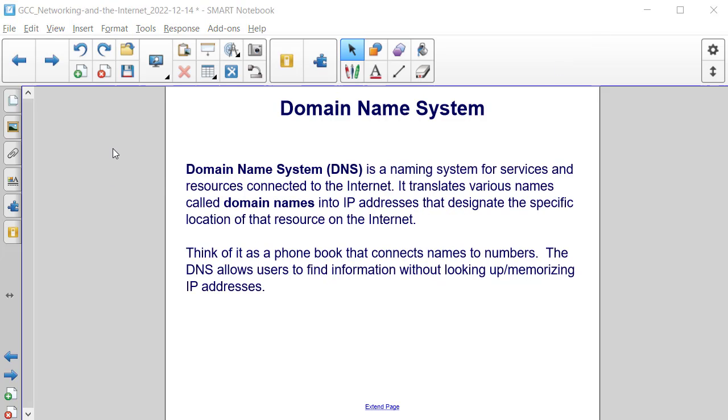The domain name system, or DNS for short, is a naming system for services and resources connected to the internet. It translates various names called domain names into IP addresses that designate the specific location of that resource on the internet. Think of it as a phone book that connects names to numbers. The domain name system allows users to find information without looking up or memorizing the IP addresses for these websites.